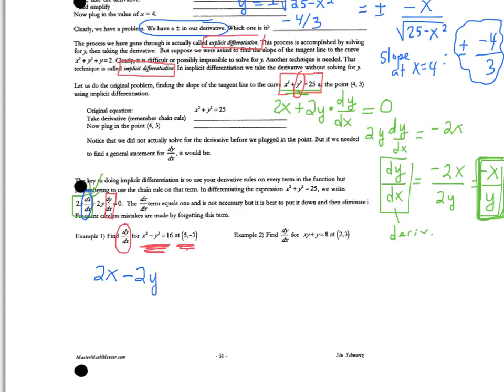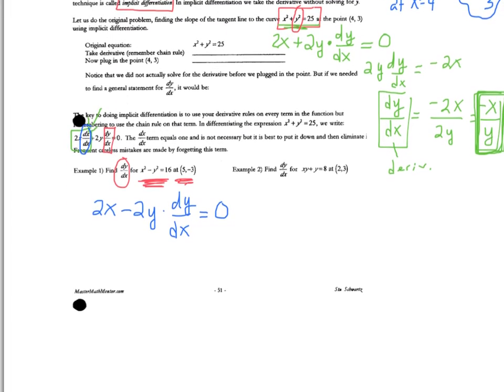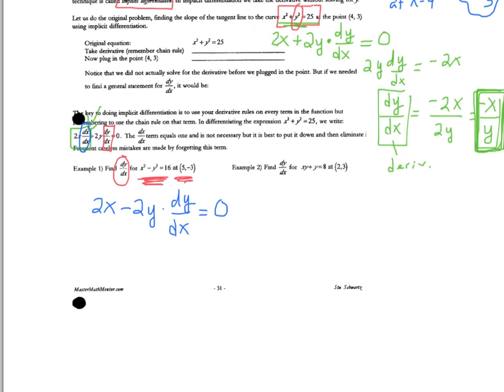Minus 2y dy/dx. So if you're taking the derivative of something with a y in it, you have to tack on a dy/dx. The derivative of 16 is just 0, so we have equals 0. So from there, our goal is to solve for dy/dx.